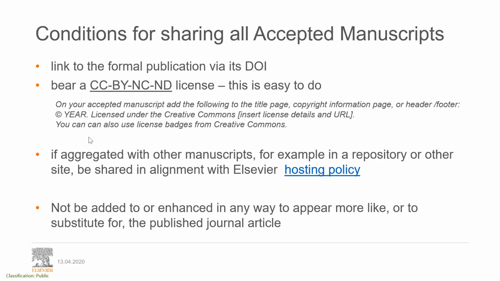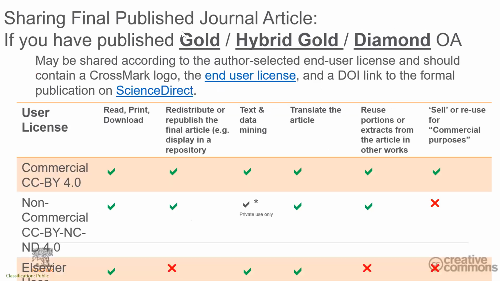If it's aggregated with other manuscripts, like in an institutional repository, there is what's called the Elsevier hosting policy, and the accepted manuscript should not be enhanced in any way to appear like or be a substitute for the published journal article. Okay, so what about the final publisher version of the article that appears on the publisher website?